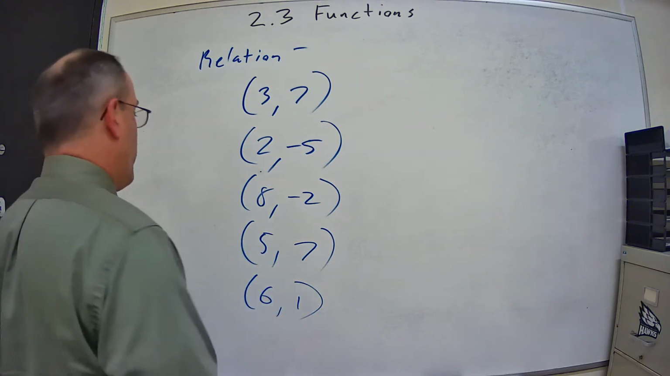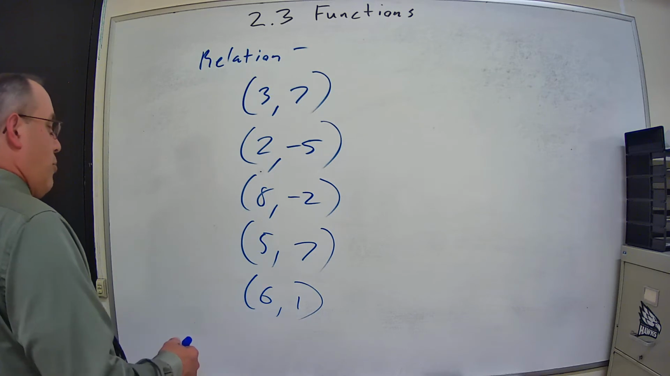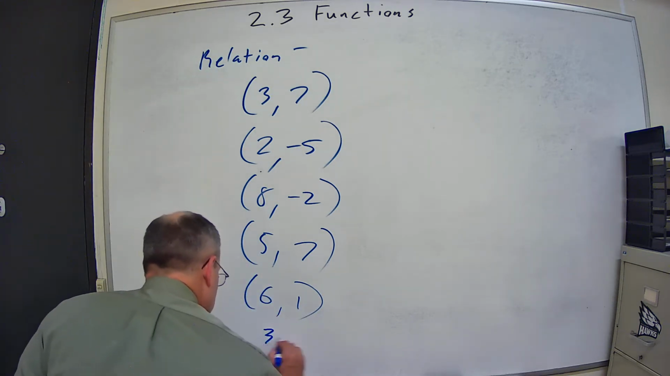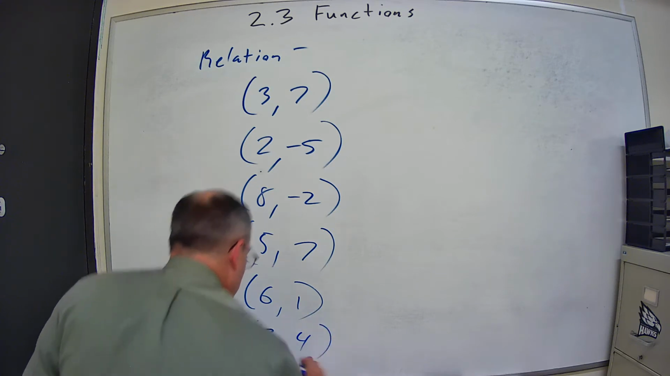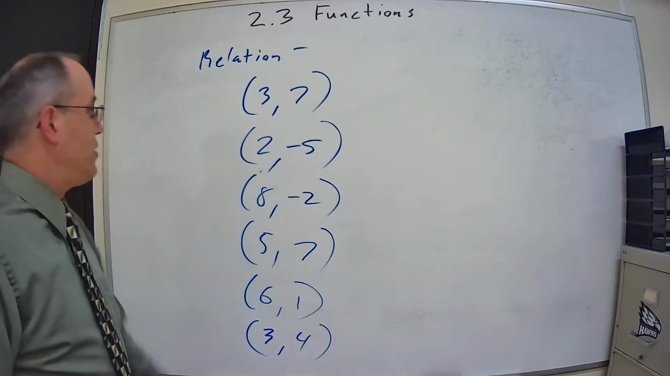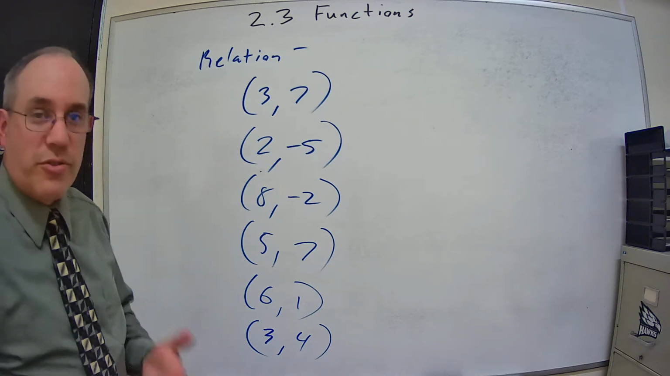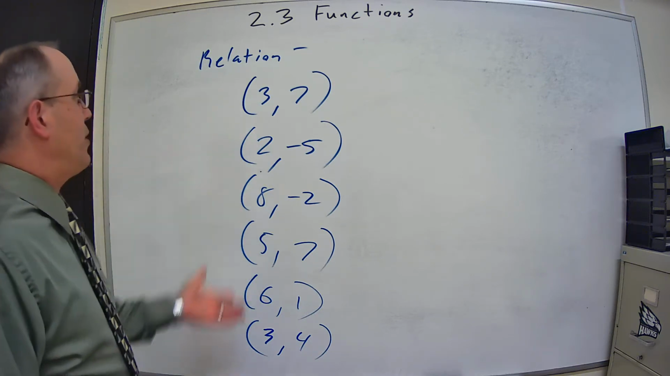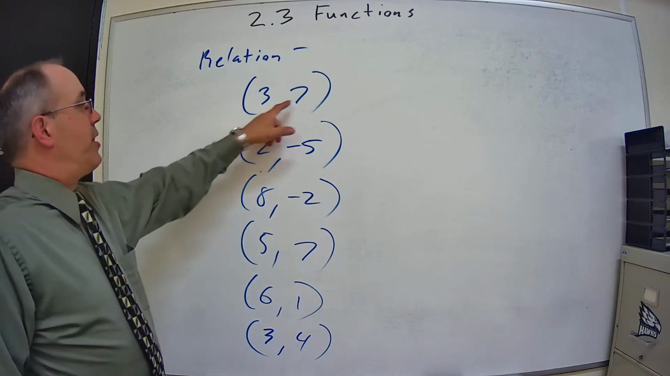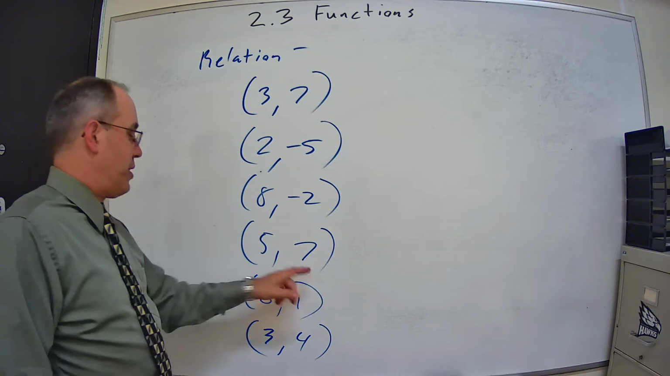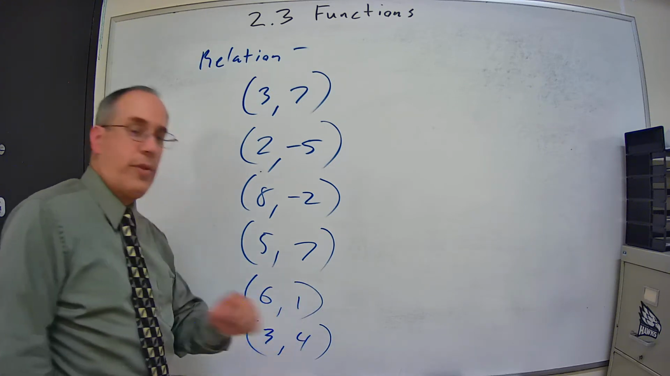Let me just add one more in here just to make it a little more exciting. (3, 4). So now we have 1, 2, 3, 4, 5, 6 ordered pairs or sets of data in this relation. 3 relates to 7, 2 relates to -5, 8 relates to -2, 5 relates to 7, 6 relates to 1, and 3 relates to 4.